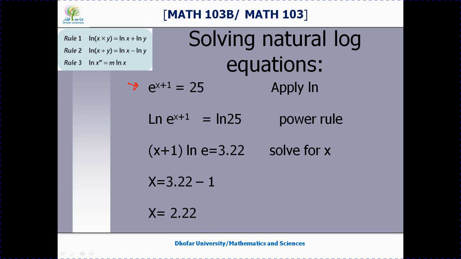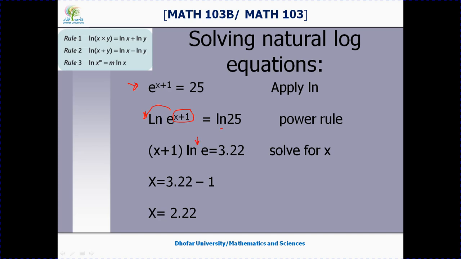Let's suppose that I have e to the power x plus 1 equals 25. This is exponential, so in order to solve it, I have to apply ln. When you apply ln, you have to apply it to both sides of the equation. Don't forget to apply ln to the left-hand side and to the right-hand side. Then ln e to the power x plus 1 equals ln 25. Don't forget that x plus 1 is a power, so it can be written in front of the ln as a multiple.